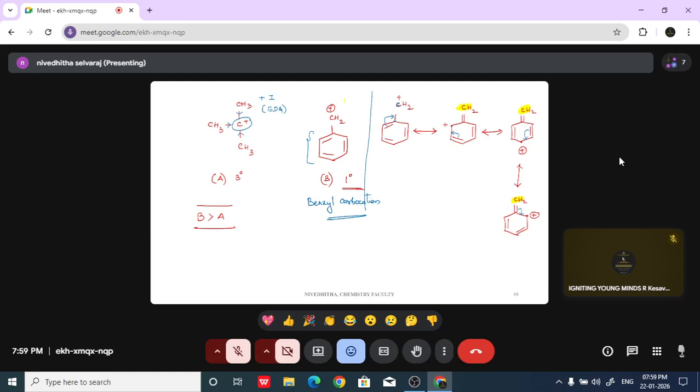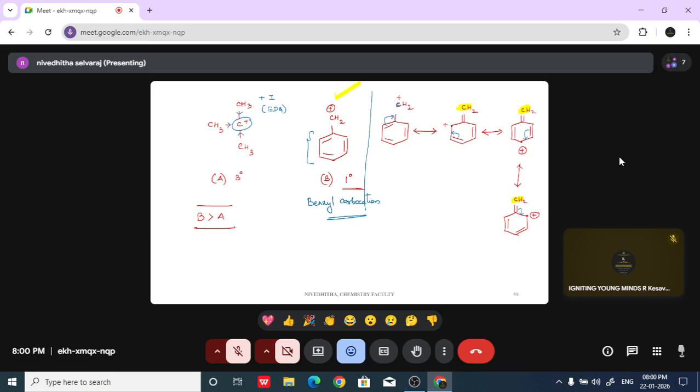So this carbon will be happier than the tertiary one, right? Benzyl carbocations are more stable than normal tertiary carbocations because the benzene ring is taking up the positive charge from that carbon and making the carbon really a stable one.